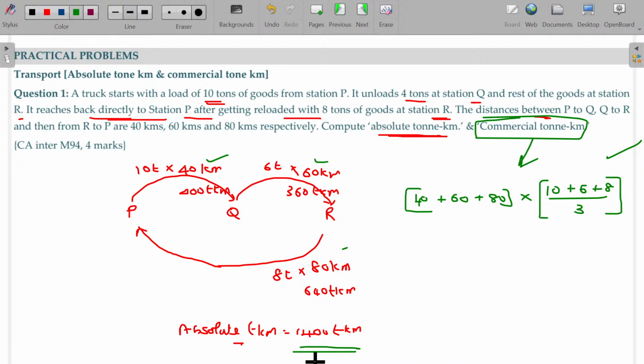The ultimate answer will be 1440. Clear?